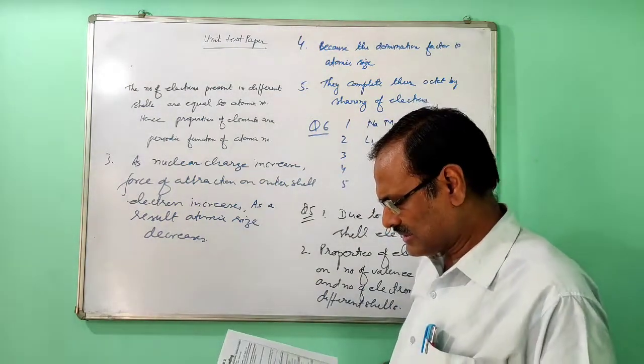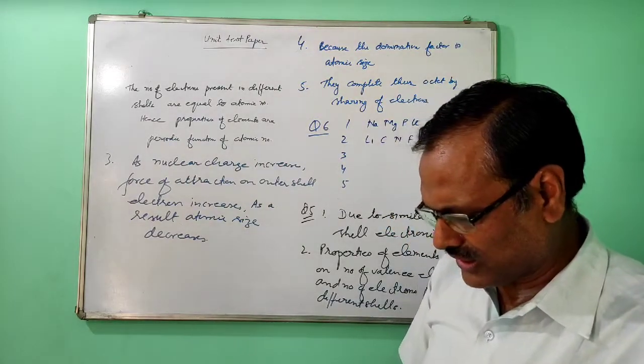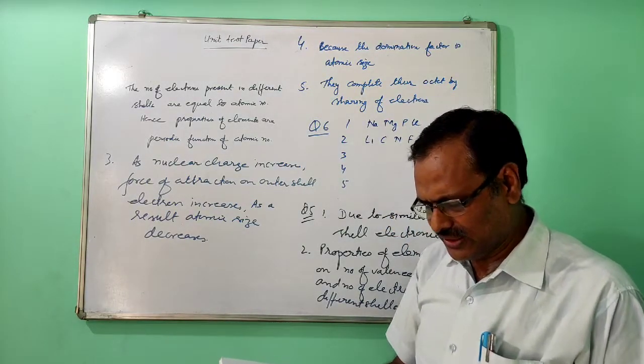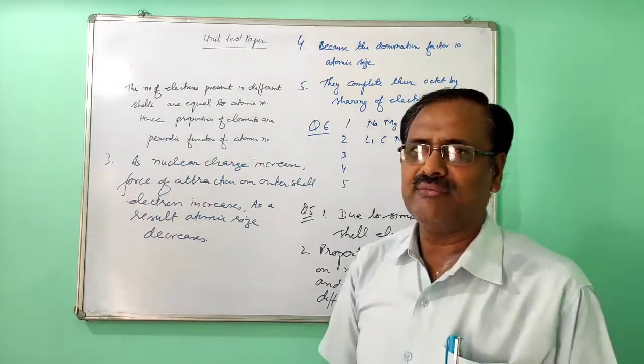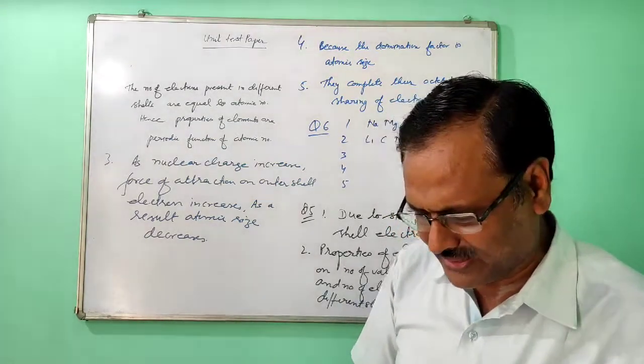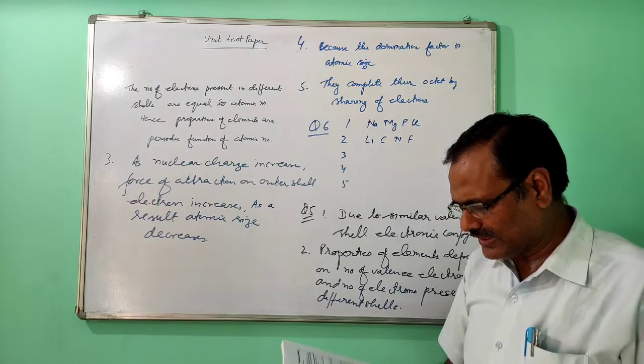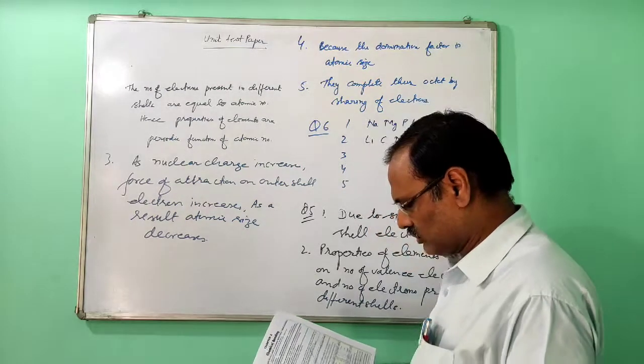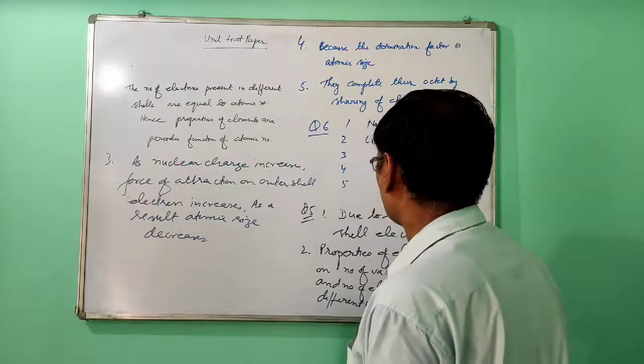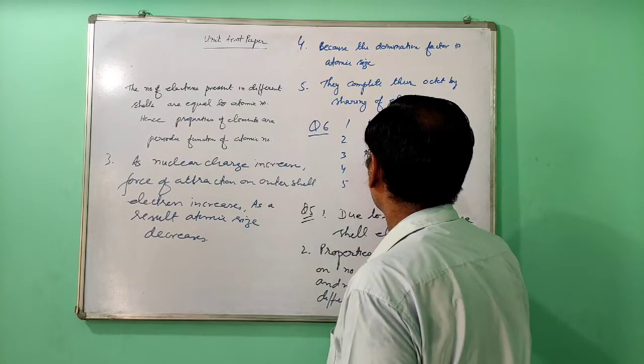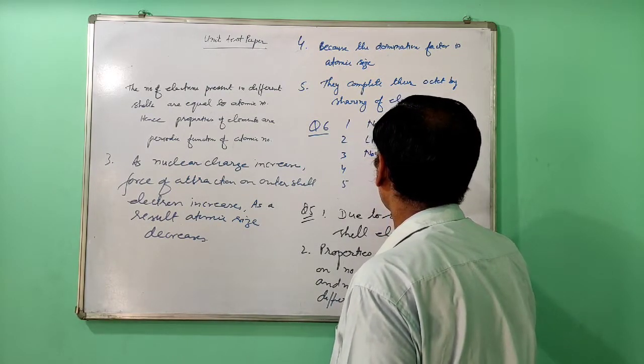Now the third one is in increasing order of ionization potential. They belong to the same period, and when we move in a period from left to right, ionization potential increases, so you can write: sodium, aluminium, sulfur and chlorine.